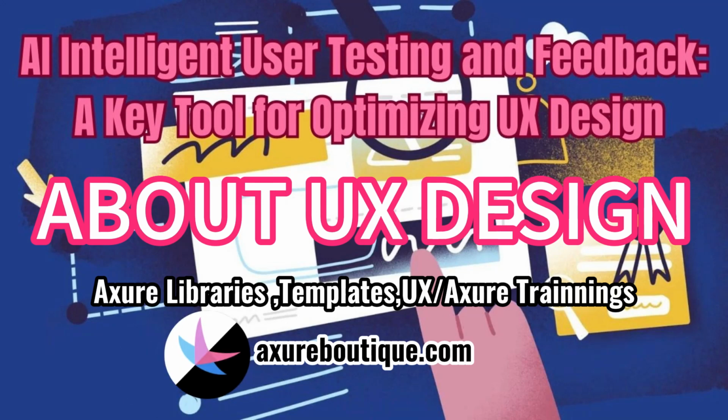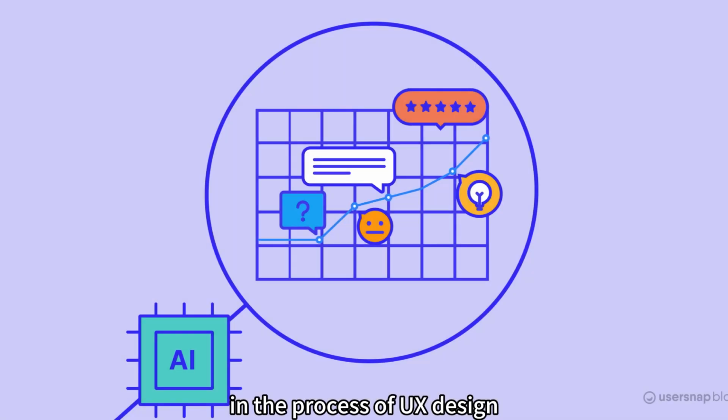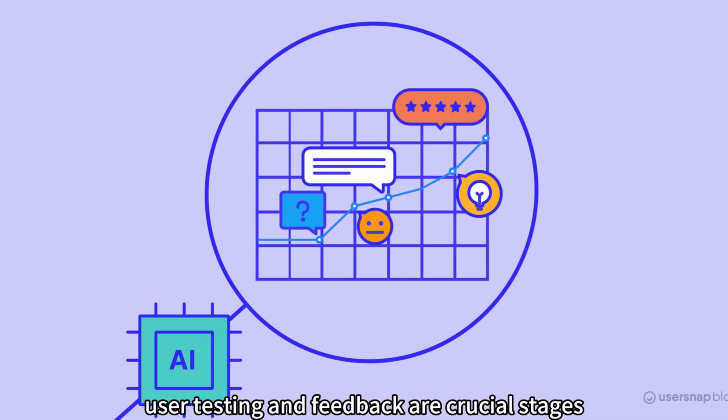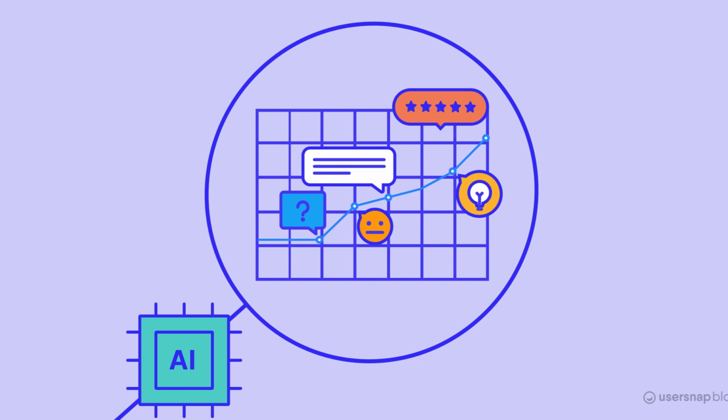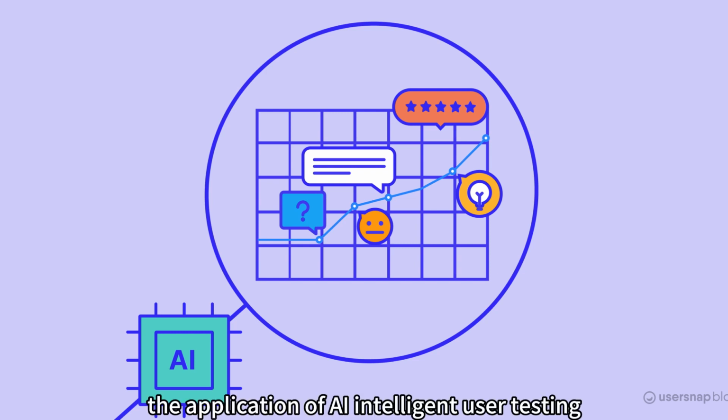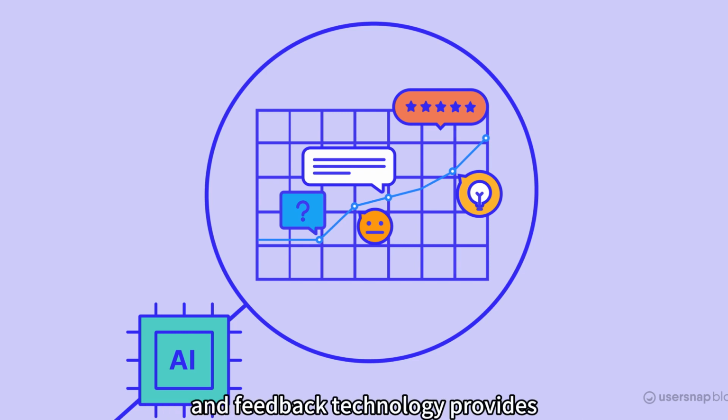AI Intelligent User Testing and Feedback, a key tool for optimizing UX design. In the process of UX design, user testing and feedback are crucial stages. The application of AI Intelligent User Testing and Feedback technology provides designers with a smarter and more efficient way to collect and analyze user feedback data, applying it to optimize UX design.